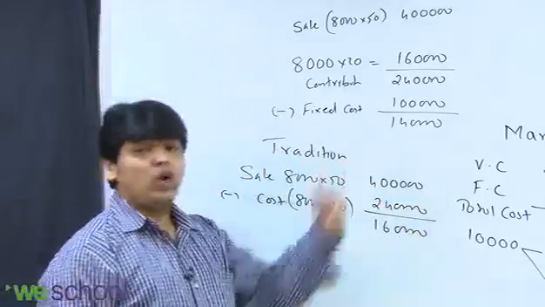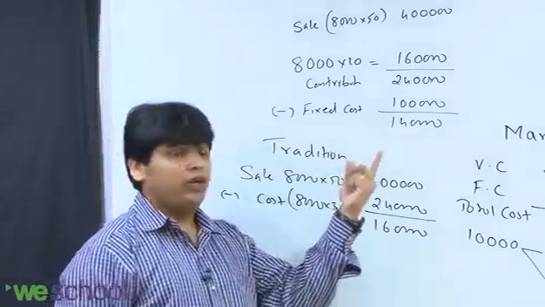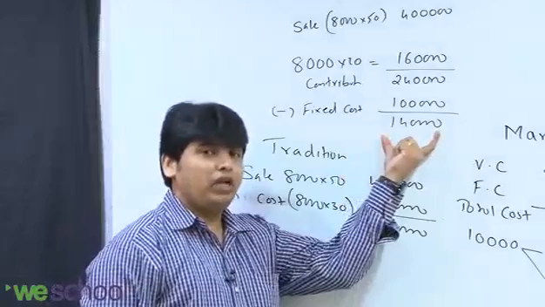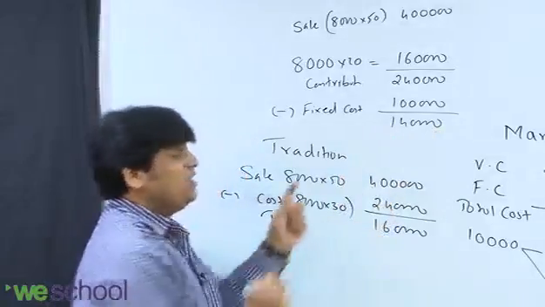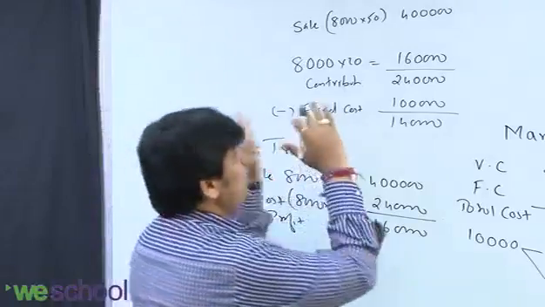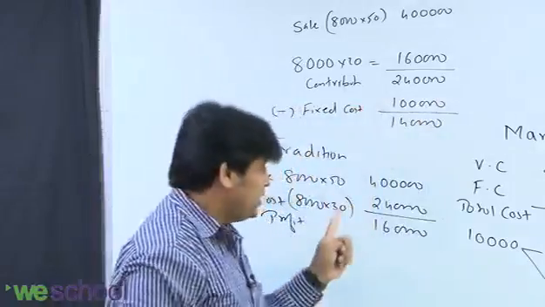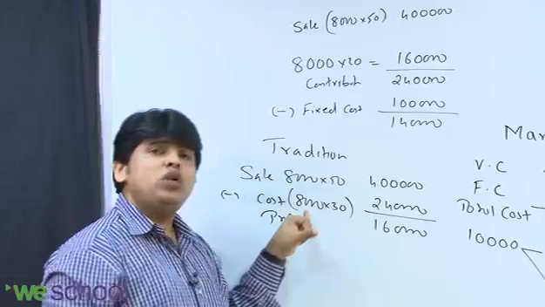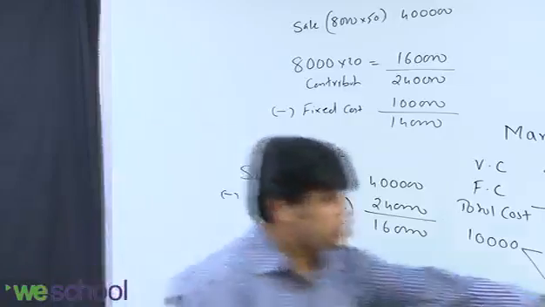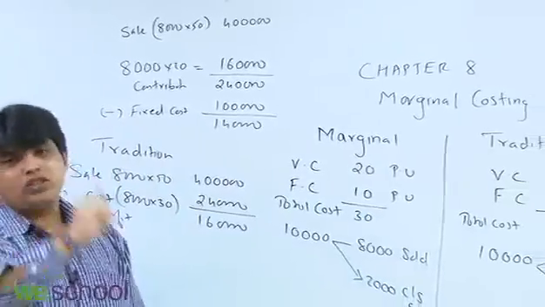So in marginal costing, if the units sold is less than the units produced, there is less profit in marginal costing. Why is it showing less profit? Because you are charging the whole fixed cost of that particular product together, whereas in traditional costing, you are charging only that fixed cost which is sold. So that means the closing stock will have the element of fixed cost.